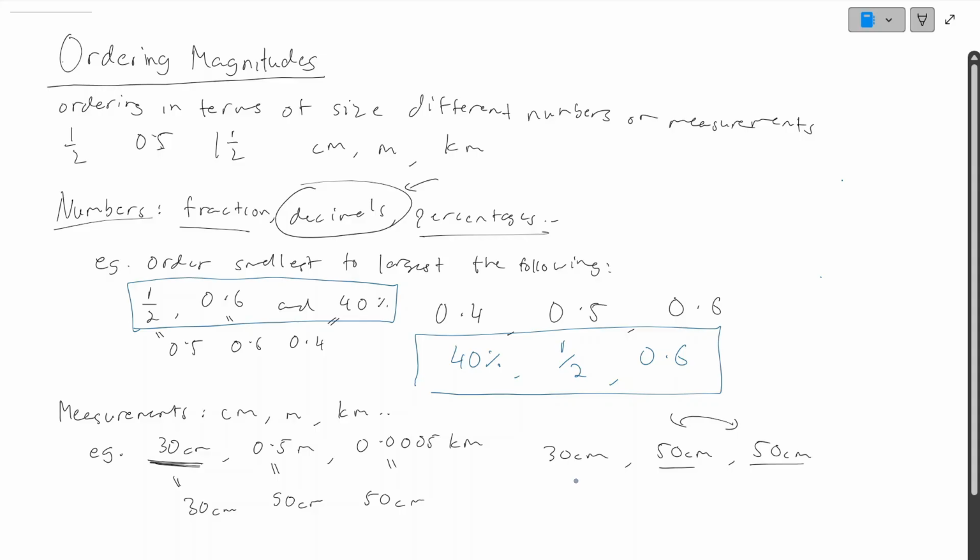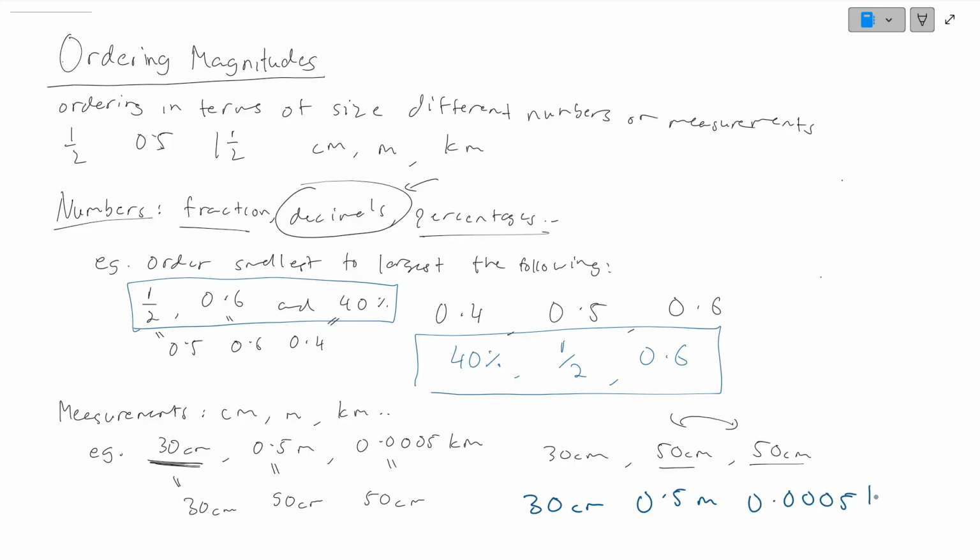And we will put them in the form that they were asked in the first place. So 30 centimeters was given as 30 centimeters. This 50 centimeters was given as 0.5 meters. And this 50 centimeters was given as 0.0005 kilometers. And that's going to be you ordering them from smallest to largest when they're given in form of a measurement.